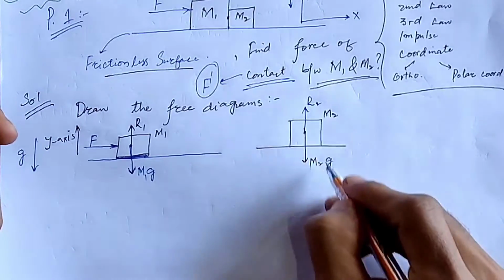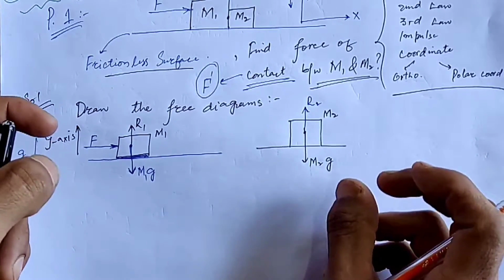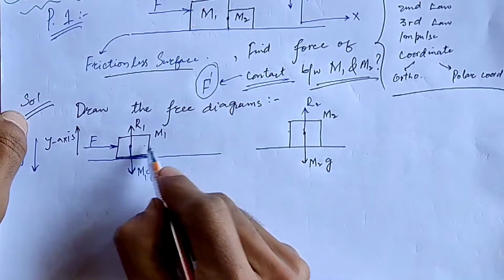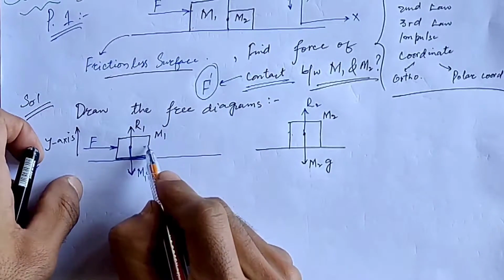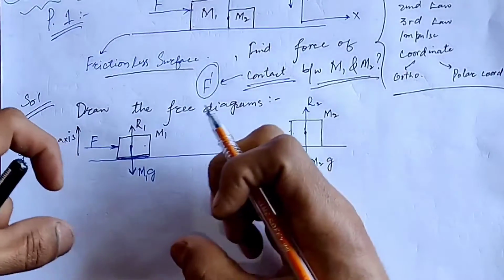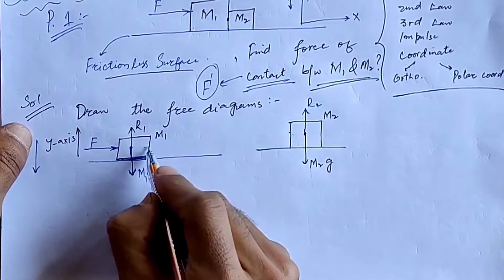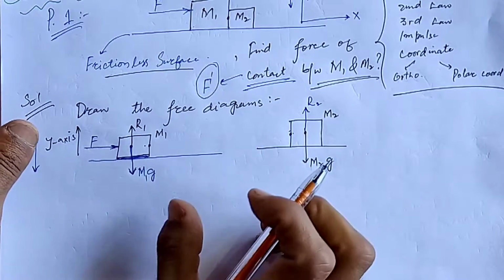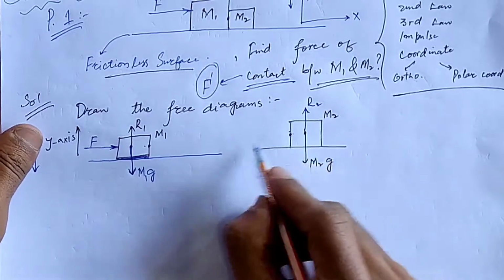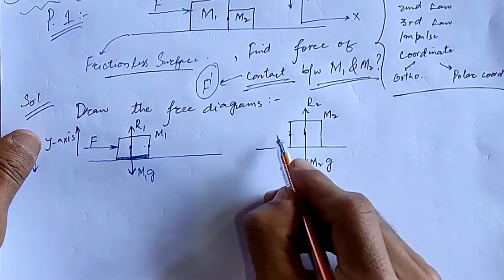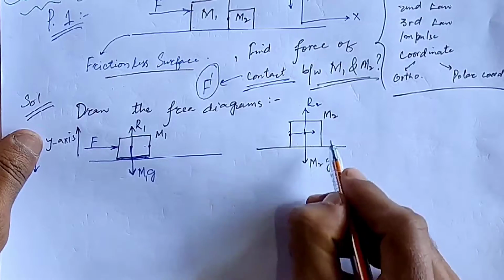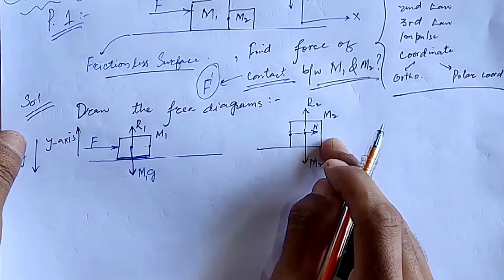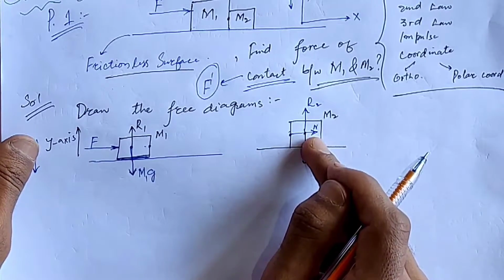So these two must be cancelling out each other. Now there is another force. Since these two bodies, m1 and m2, are in contact with each other, there must be some normal force acting between these two also. If this is the point of contact between these two bodies, and body m1 is exerting some normal force n on body m2, a similar force must act back.